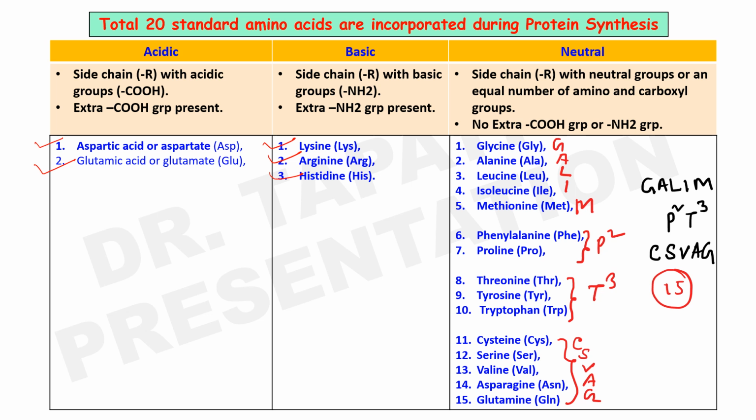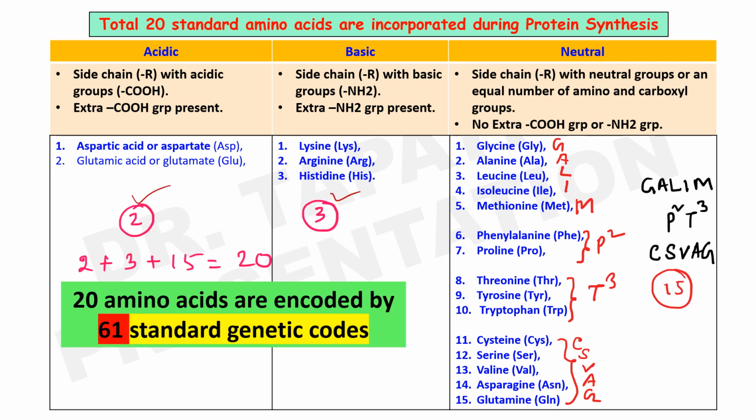Another fact: in aspartic acid, an extra COOH group is present in the R group, whereas in the neutral amino acid asparagine, instead of COOH, a CONH2 group is present. So you can see there is a similarity between aspartic acid and asparagine structure. The only difference is that instead of COOH, asparagine has a CONH2 group. Similarly, glutamic acid has a COOH group in its R group, but glutamine has a similar structure. The only difference is that instead of COOH, a CONH2 group is present.